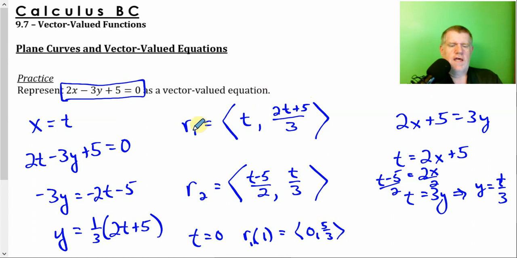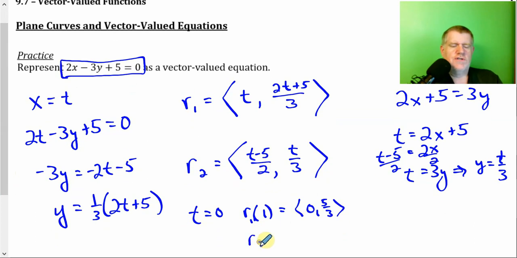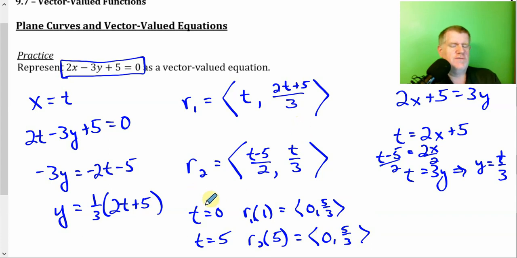So at time 0, this vector is going to be 0, 5/3. Now that's not going to happen here. For r sub 2, if I want to get this same value, I have to let t equal 5. If I let t equal 5, I put 5 in here. 5 minus 5 is 0. 0 over 2 is 0. 5. So you see, I generate the same points with both of these vector valued equations. It's just they're not the same equation because they happen at different times. Okay. It's the same path, but they happen at different times.